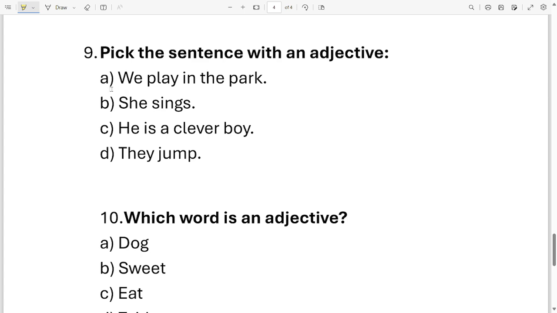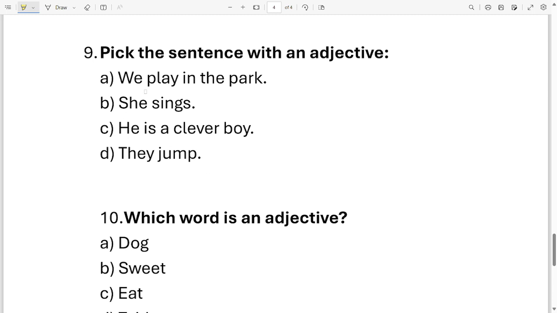These are the options. We play in the park. She sings. He is a clever boy. And the last, they jump. These are the 4 sentences. Now you have to pick the sentence which is having an adjective in it. So go through your sentences once again and choose the sentence which is having an adjective.